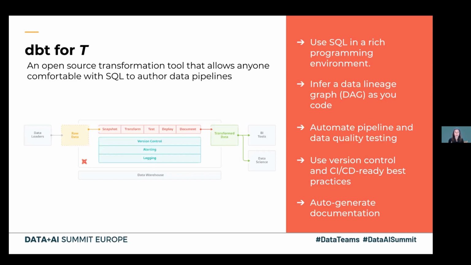And then also there's a set of capabilities for CI/CD ready best practices. So for example, the ability to version control your code using any Git-based service, and then also the ability to set up different environments. So for example, often in dbt, a user will have their own sandbox environment where they can run their code when they're in development mode. And then there might be a dev test environment or production environments as well. And dbt has the ability to support all of that. And also dbt auto generates documentation as you code.